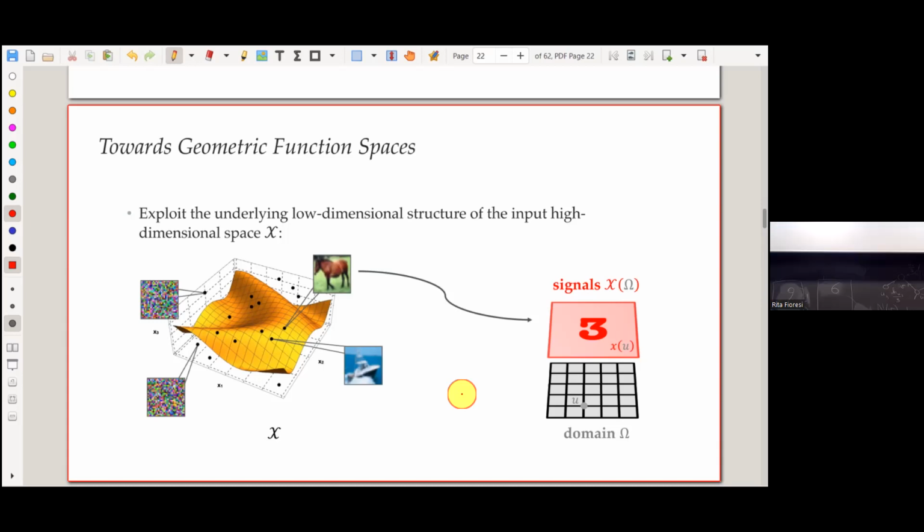Anyway, if we know that the task we are learning is invariant for a certain group of transformations, this is what I'm calling symmetries, then why on earth should we consider in our model functions which are not invariant? You understand what I'm saying?